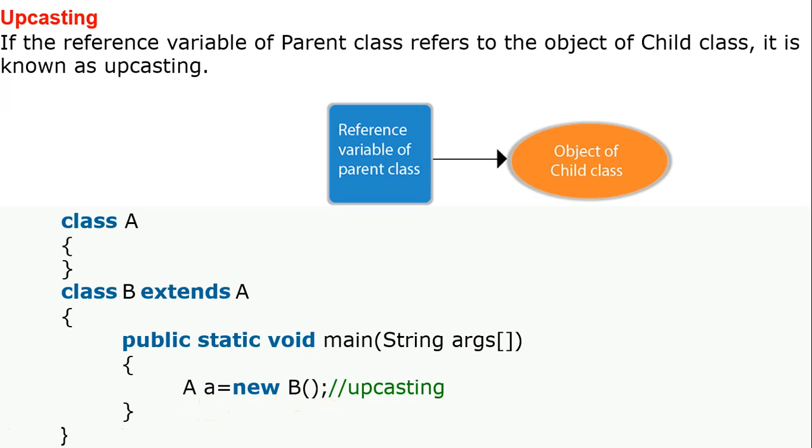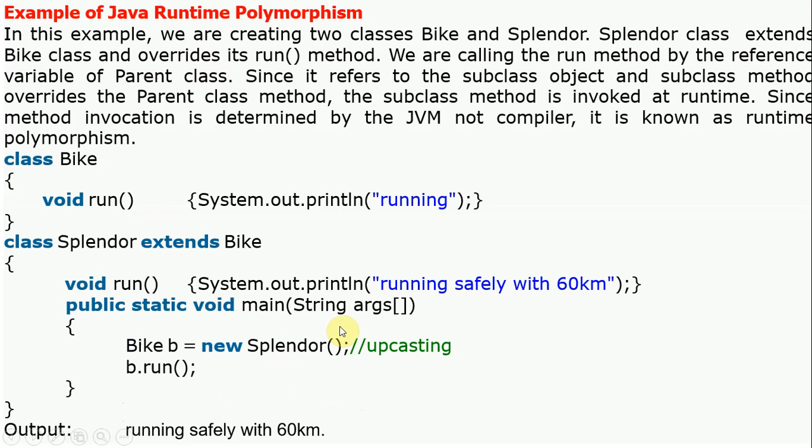Here A is a class, a small a is an object. When a parent class refers to the object of a child class, it is known as upcasting. Now let's come to runtime polymorphism.